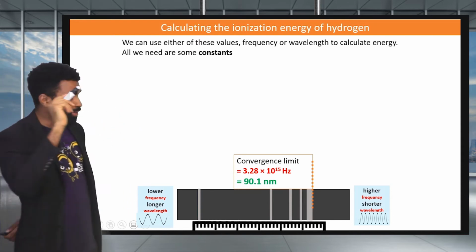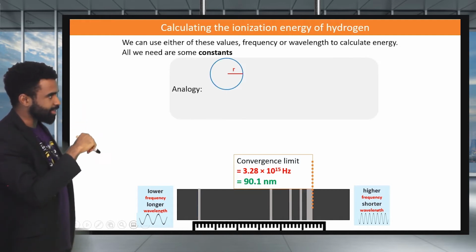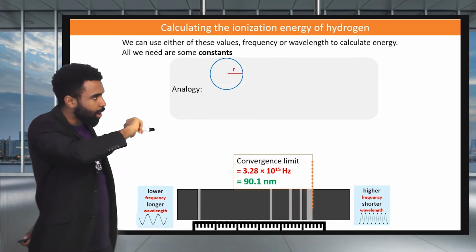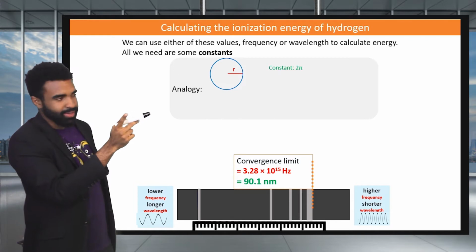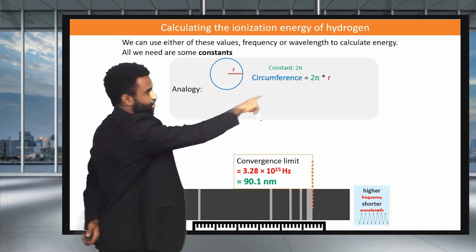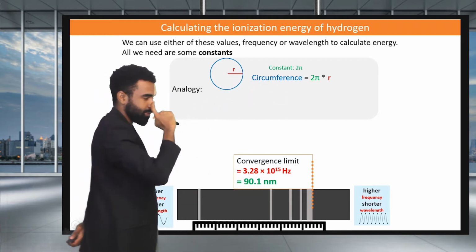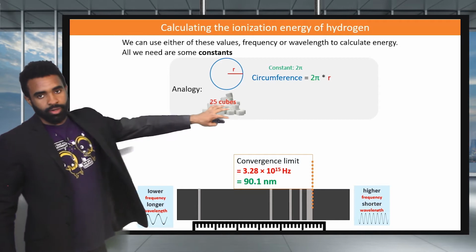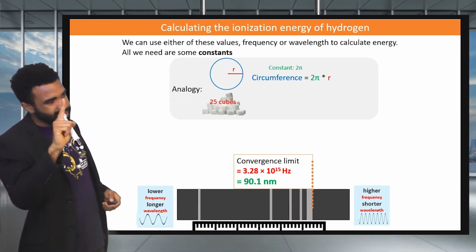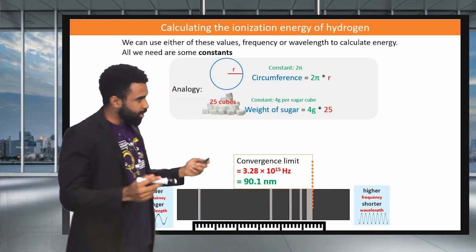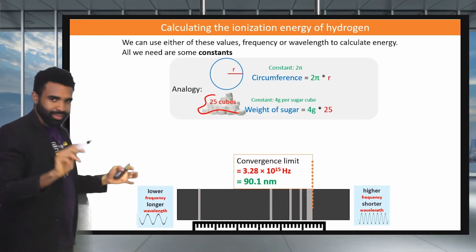All we need is a constant, a very special constant. Here's an analogy so you understand what a constant is. If we know the radius of a circle, all we need is a constant, 2 pi, or just pi if you like, or tau if you like, and we can find the circumference. So we just need the radius and the constant. If we have 25 sugar cubes and we're trying to find the weight of this bunch, all we need is a constant, the weight of 1 sugar cube, and we can find the weight of all of them. This is not quite a constant, but it gives you the idea.